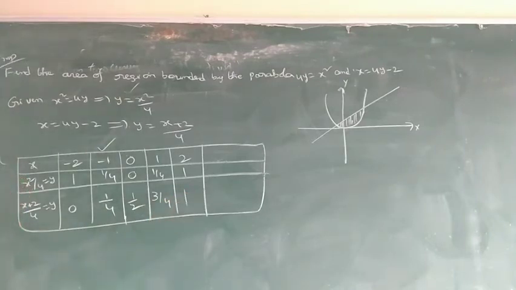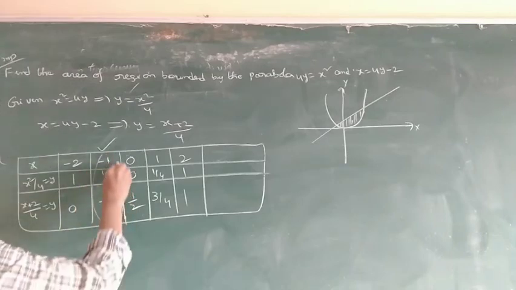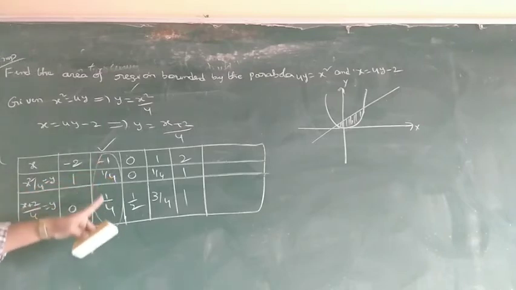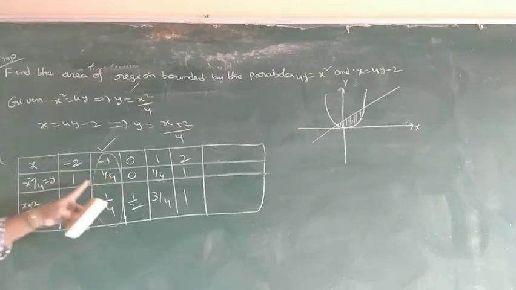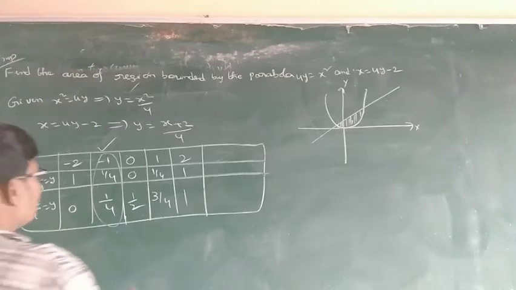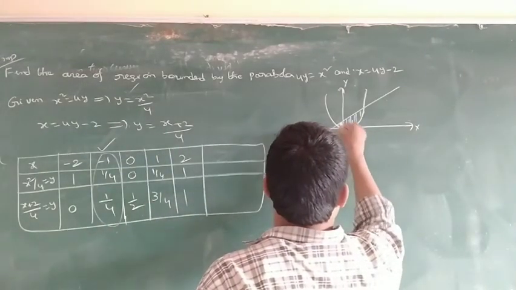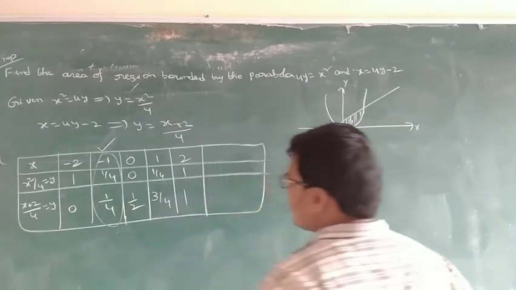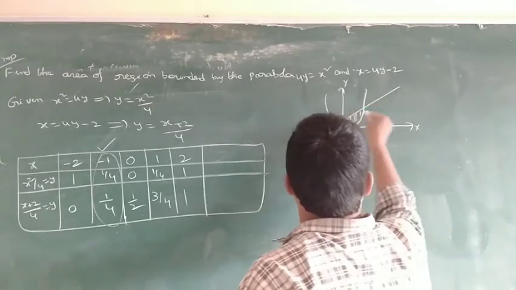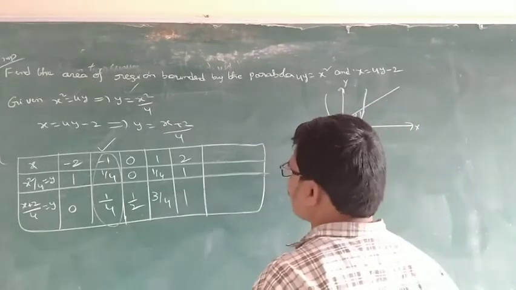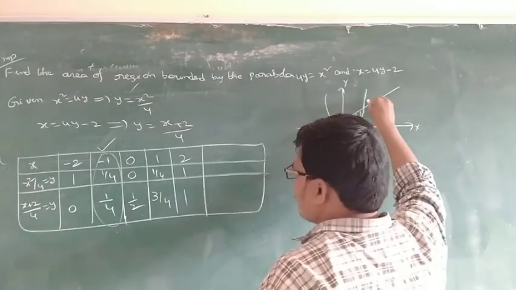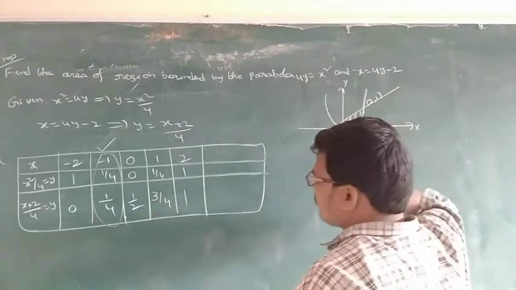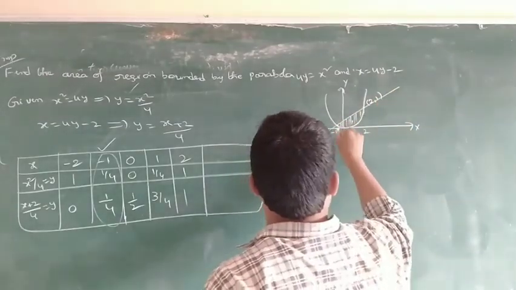So what do we observe? X is equal to minus 1 means both curves have the same value. So at that point the two curves intersect. This is minus 1, this is point 0. Next, this is 1, this is 2. So this is the point 2 comma 1, and this is the point minus 1 comma 1 by 4.